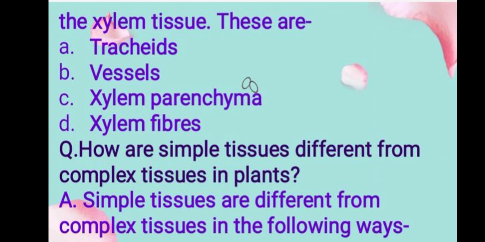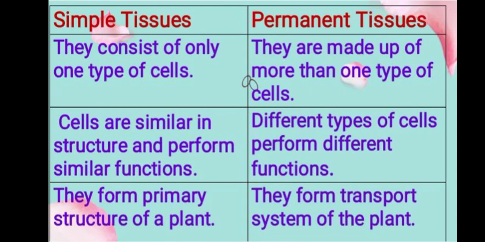Another question here is, how are simple tissues different from complex tissues in plants? So we can have answer in tabular form. You can start answer like this: simple tissues are different from complex tissues in the following ways. Simple tissues consist of only one type of cells. Permanent tissues are made up of more than one type of cells. Second point of difference is, the cells in simple tissues are similar in structure and perform similar functions, whereas different types of cells in permanent tissues perform different functions.